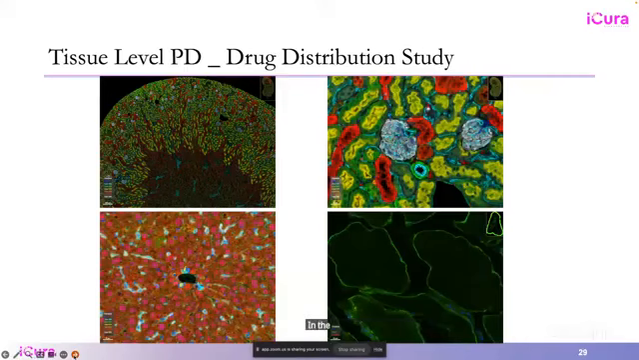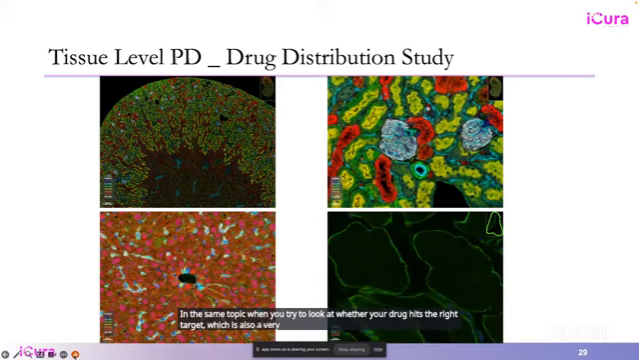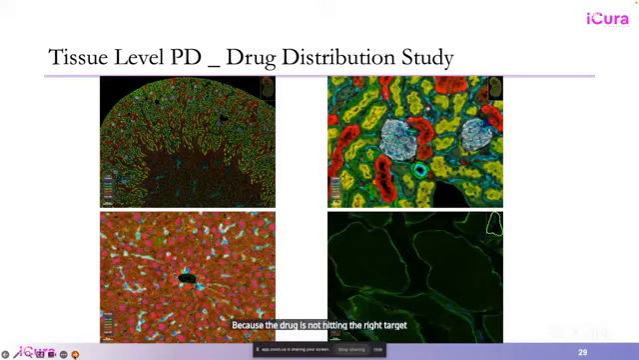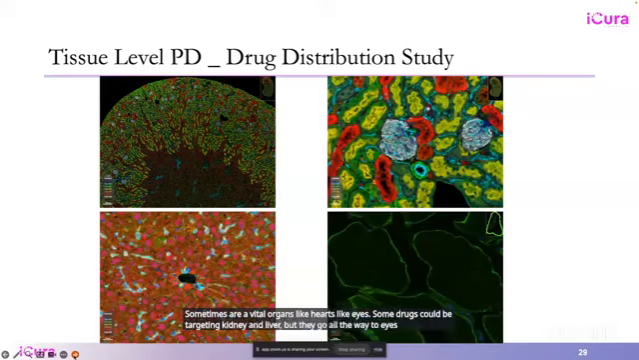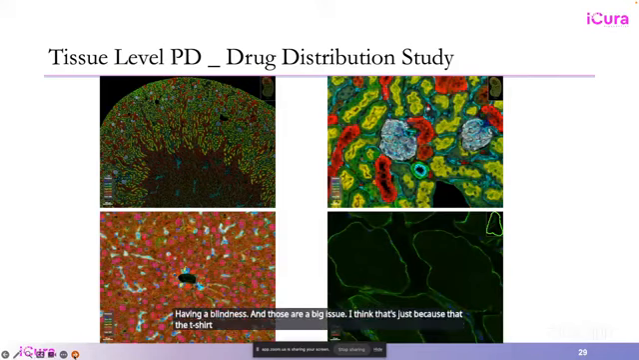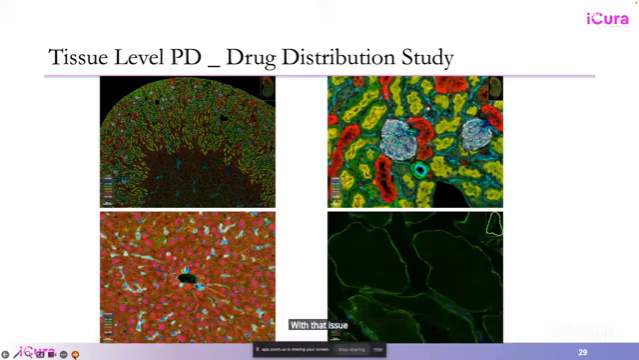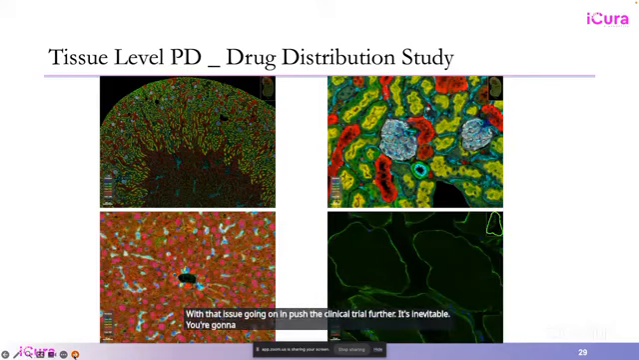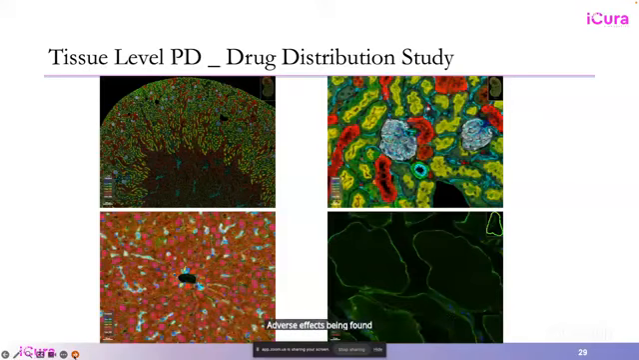In the same topic, when you try to look at whether your drug hits the right target, which is also a very important topic in drug development, right? A lot of drugs get rejected or fail at phase 2 or phase 3 with adverse effects because the drug is not hitting the right target. They're hitting other organs, sometimes vital organs like hearts, like eyes. Some drugs could be targeting kidney and liver, but they go all the way to the eyes and patients end up with blindness. And those are a big issue. I think that's just because the tissue distribution and on-target and off-target distribution has not been studied thoroughly. So with that issue going on and pushing the clinical trial further, it's inevitable you're going to have some severe side effects and adverse effects being found out, unfortunately, on the patient subjects.